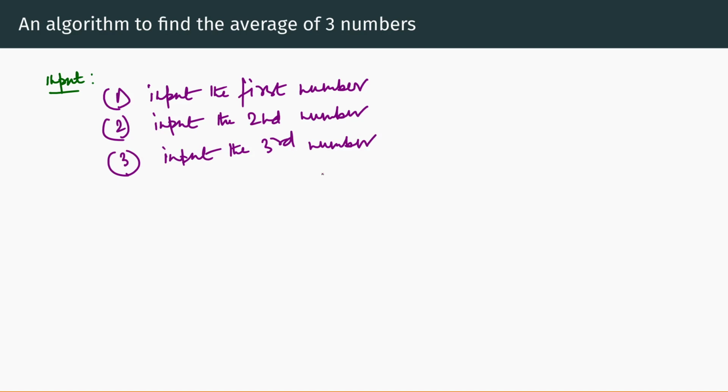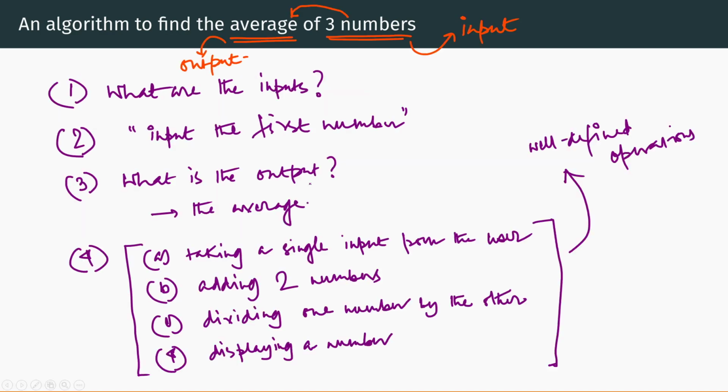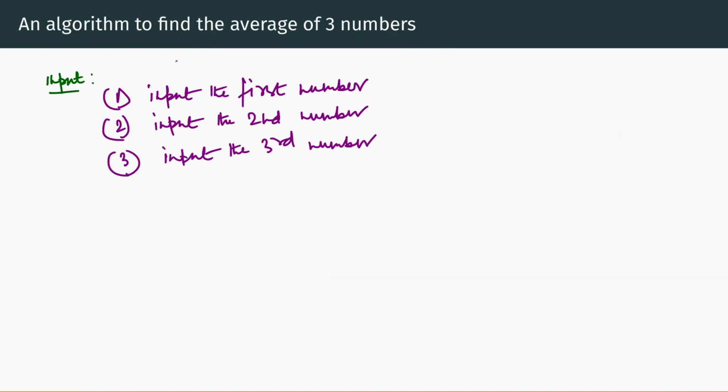Okay, why do we do this? Because in the previous example, in the previous slide, we said that the set of legal operations include taking a single input. Okay, we cannot take three numbers at once. We cannot take three inputs at once. We have to take single inputs from the user. Okay, so that's how we take the three numbers.